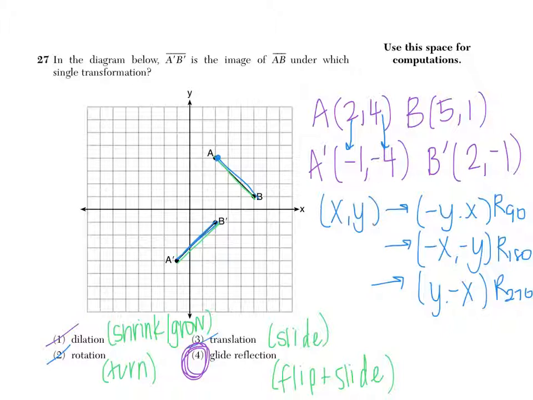If I take a second to flip segment AB over the x-axis, I would end up with a segment that looks like this. A prime, B prime. We'll choose to call the other ones double primes. So first I flipped, and then I could slide simply by moving to the left 3 to land exactly on top of A prime, B prime. So choice 4 is our answer for number 27.